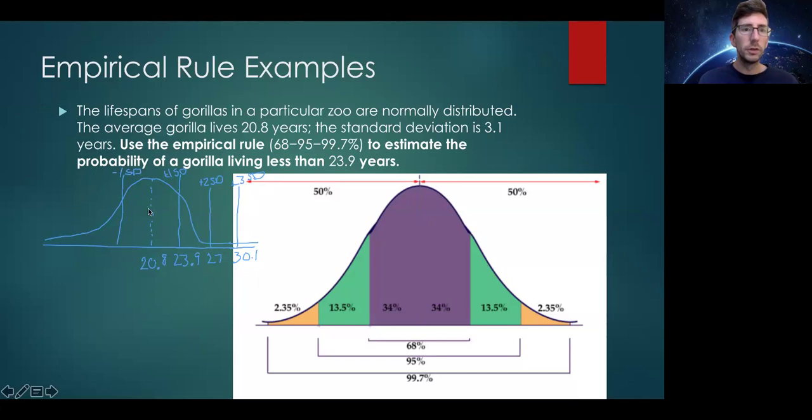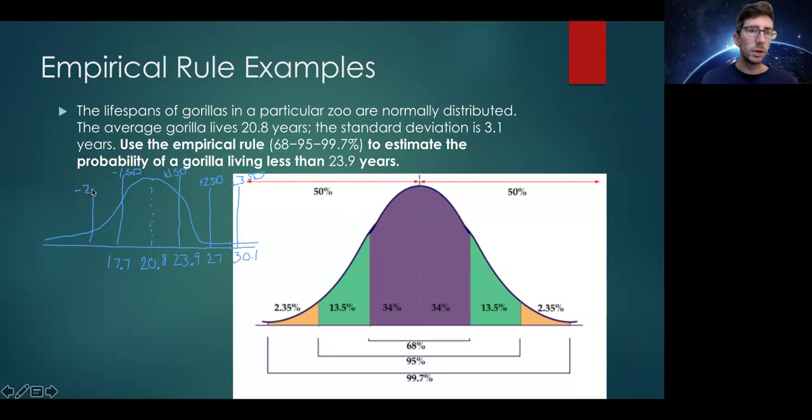Minus 1 standard deviation. So now what do I do? Well, now I need to go 3.1 units to the left, 3.1 years to the left of our average, which is 20.8. So if I do 20.8 subtract 3.1, I get 17.7. I can do this again, right?